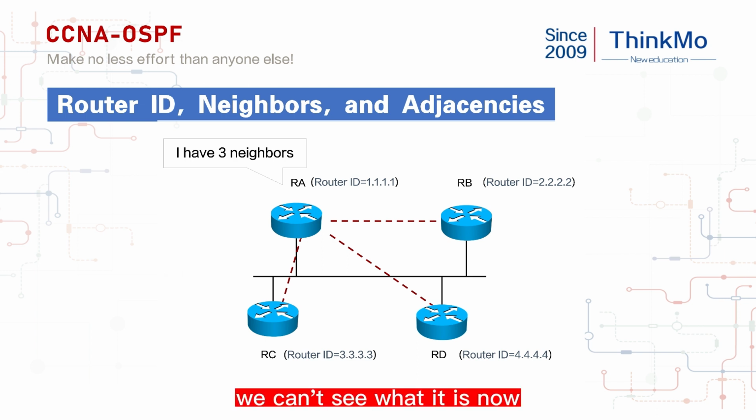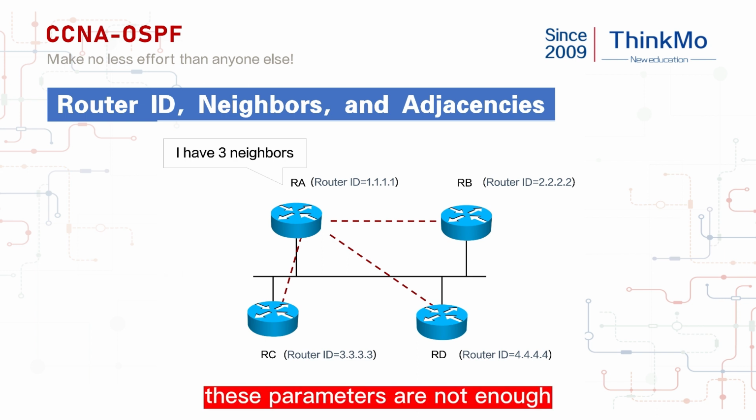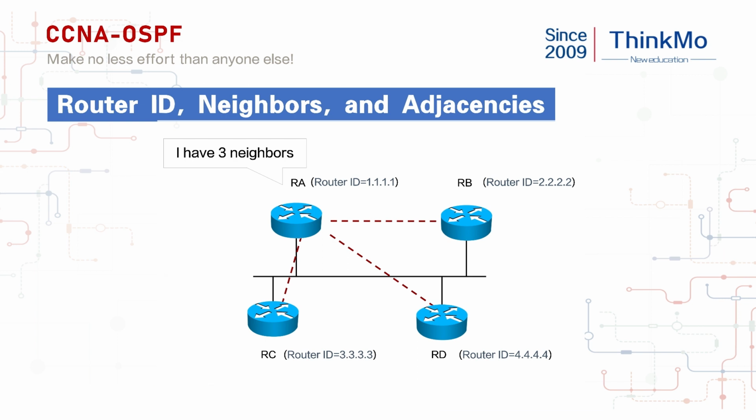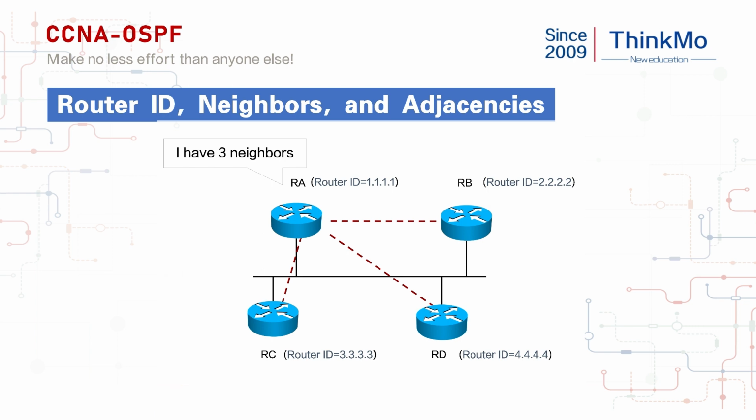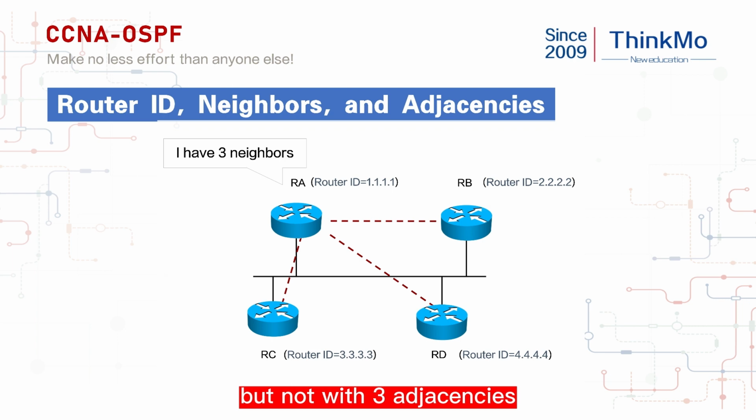We can't see it now; these parameters are not enough. We can't see now who is adjacent to whom. It just tells everyone it has 3 neighbors, but not 3 adjacencies.